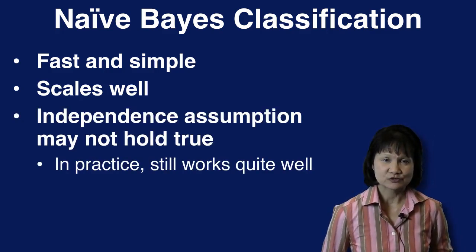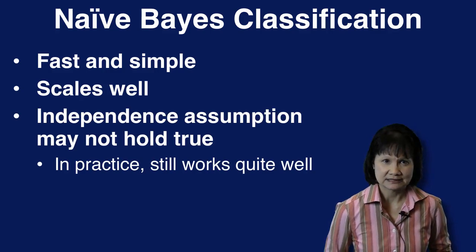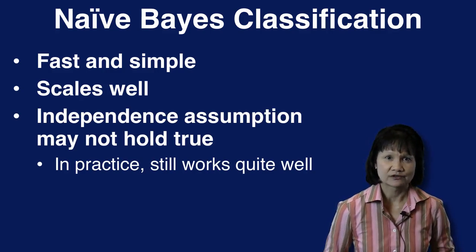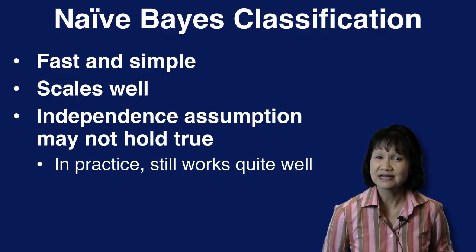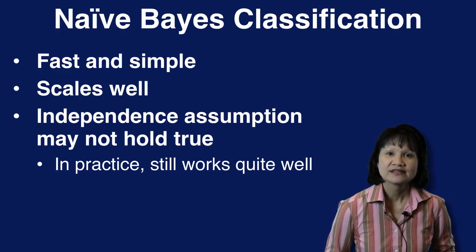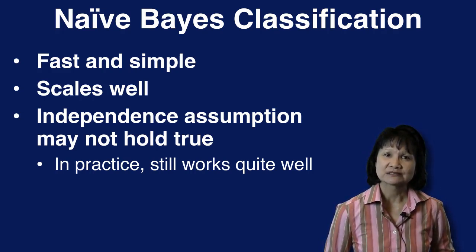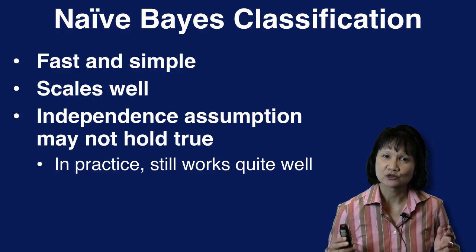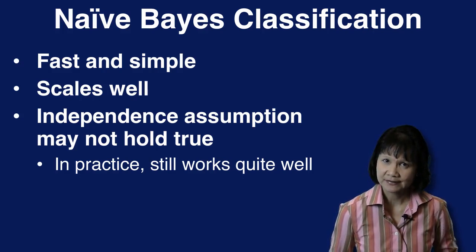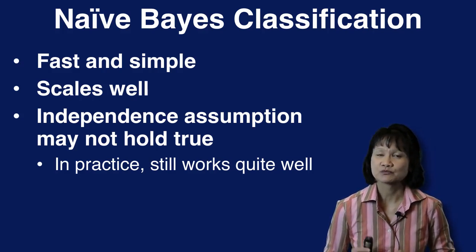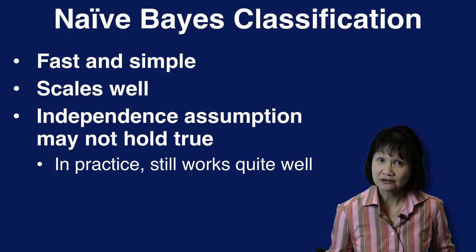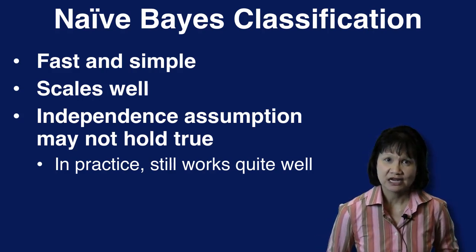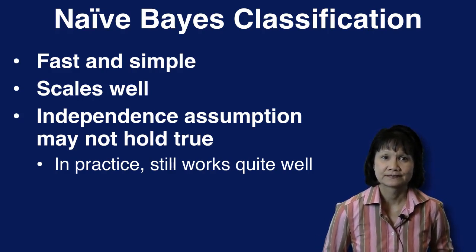The independence assumption does not hold true in many cases. In practice, however, the naive Bayes classifier still tends to perform very well. This is because even though naive Bayes may not provide good estimates of the correct class probabilities, as long as the correct class is more probable than any other class, the correct classification results will be reached.